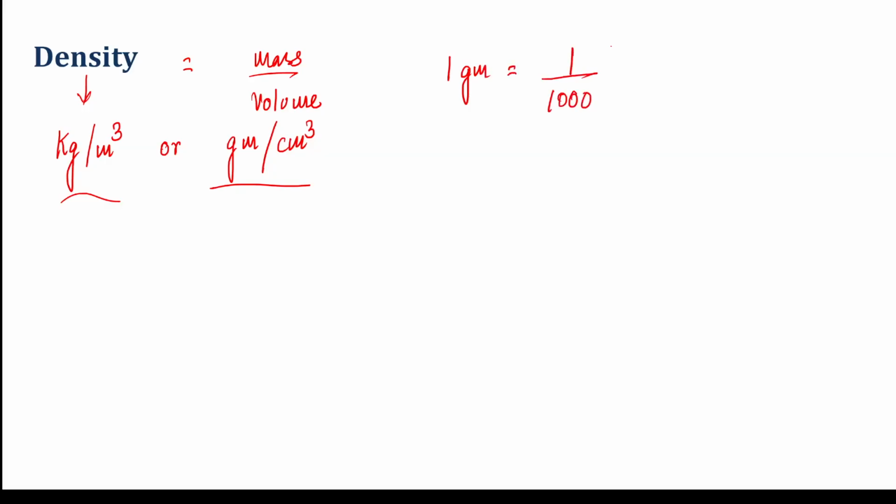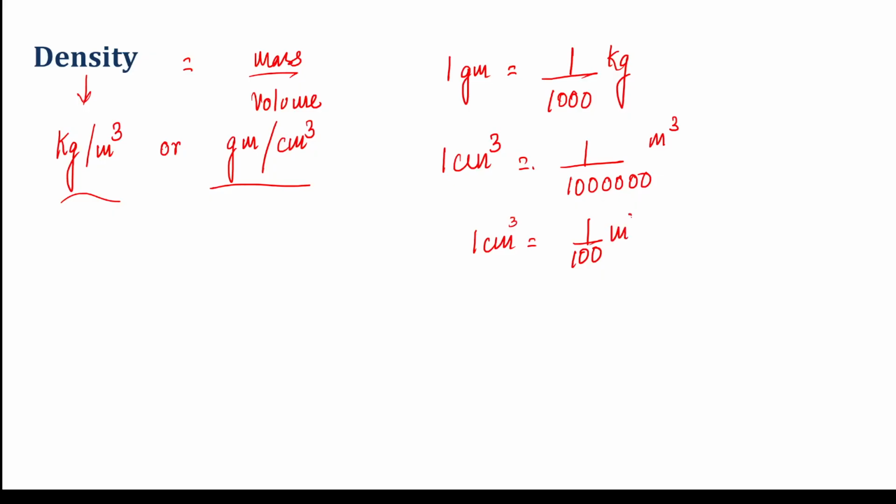because kg is the standard unit for mass. And you need to convert centimeter cube to meter cube by dividing by 6 zeros, because 1 centimeter is 1 over 100 meters. So if you cube both sides, it would be cubed.